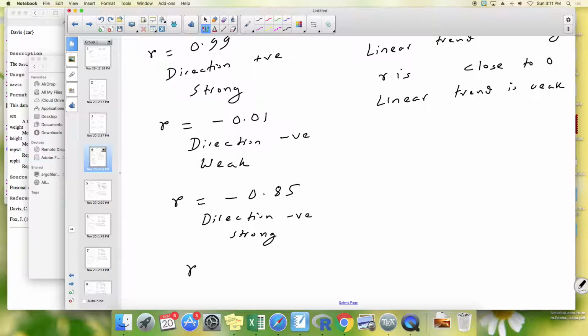Suppose r equals 0.62. Then direction is positive, but it's moderately strong.